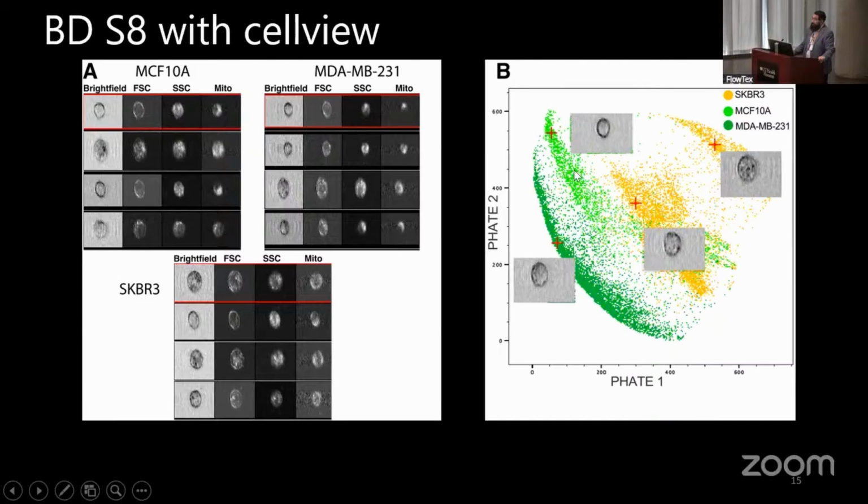They're shifted over. So just based upon these channels, you can get enough information to classify these different cell types. And now we have the features that we can then sort off of.